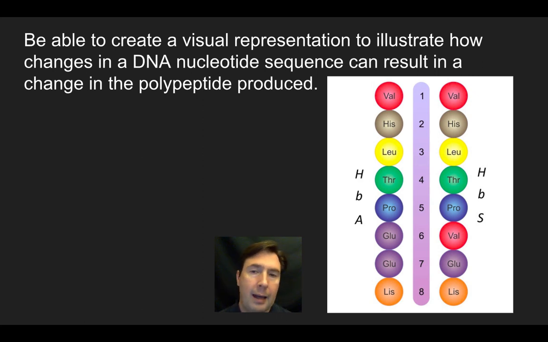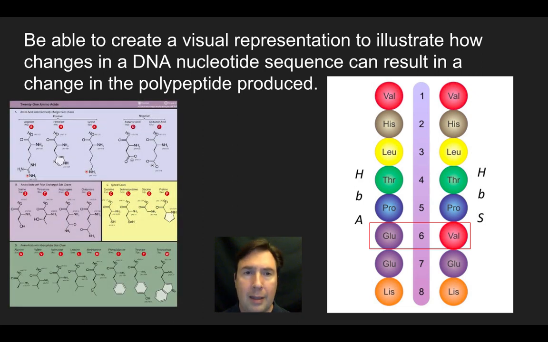What we look at here is that right here in the 6th position, we trade a glutamine for a valine in our sickle cell version. And so now the question is, what does this mean? How does this end up affecting our overall polypeptide that is produced? What we're going to need to do is look at our amino acid chart, and we're going to want to identify what the properties are of these two amino acids.